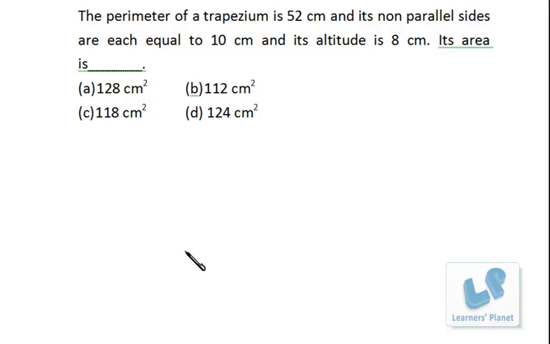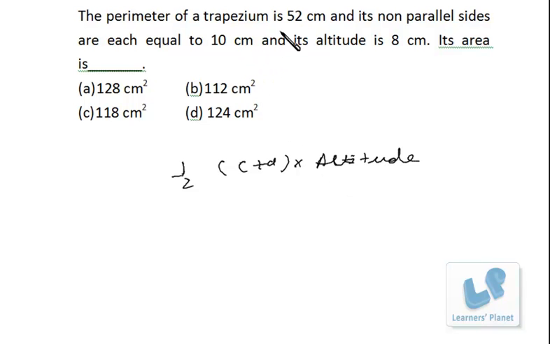Now this is a problem based on trapezium. The perimeter of a trapezium is 52 centimeter and its non-parallel sides are each equal to 10 centimeter and its altitude is 8 centimeter. We have to find its area. Now friends, as I had already told you in the previous session, I will not be drawing this figure over here. You just have to recall the formula for the area of a trapezium. That is half, I just write it, half sum of parallel sides, maybe C plus D, into distance between them, that we can say altitude. Okay, so this is the formula for area of a trapezium.